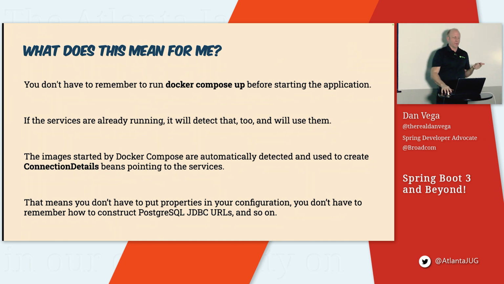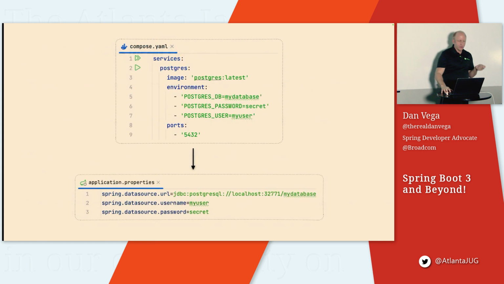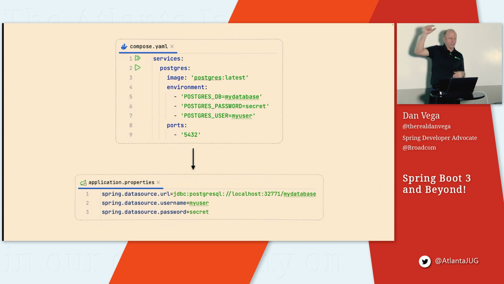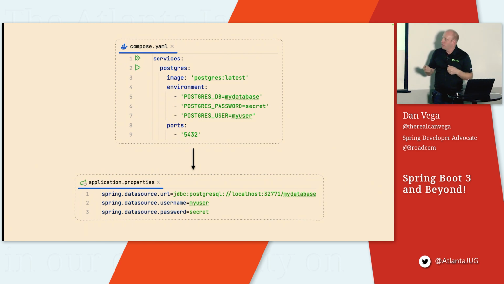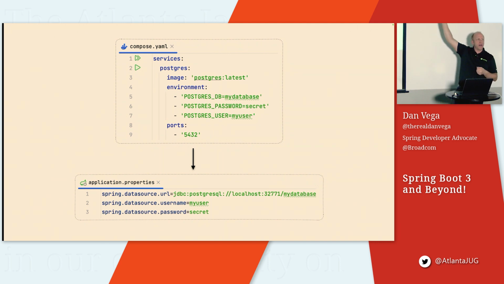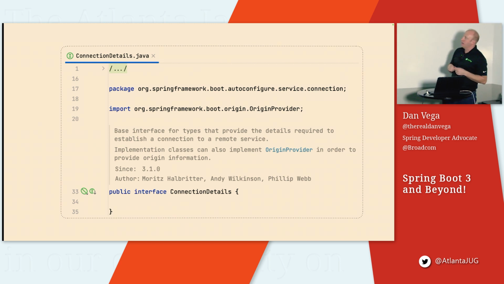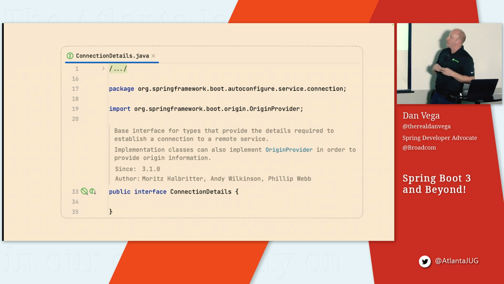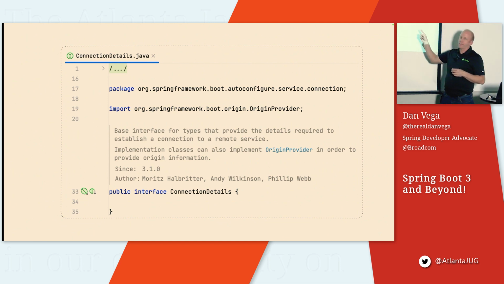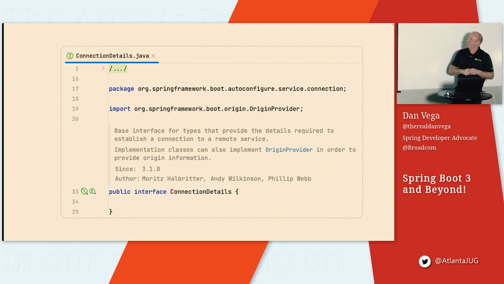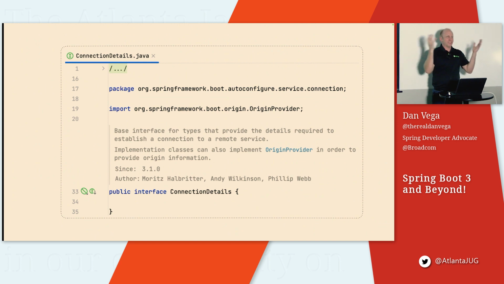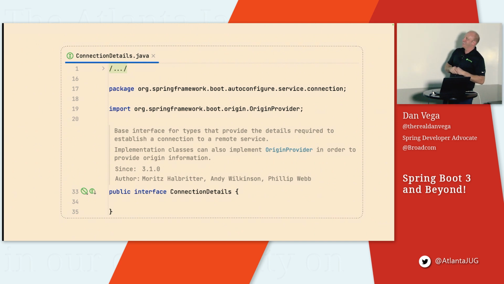Now the question comes with this, how does this work? How does it read the Docker Compose file? So I told you we have this Compose file. What's on the bottom is what we're used to writing, right? So we have to set up a URL, a username, and a password. So how do we get from that to that? And that is through this interface called the connection details. And what I find really interesting about this is there are 3 authors on this empty interface, which is interesting.